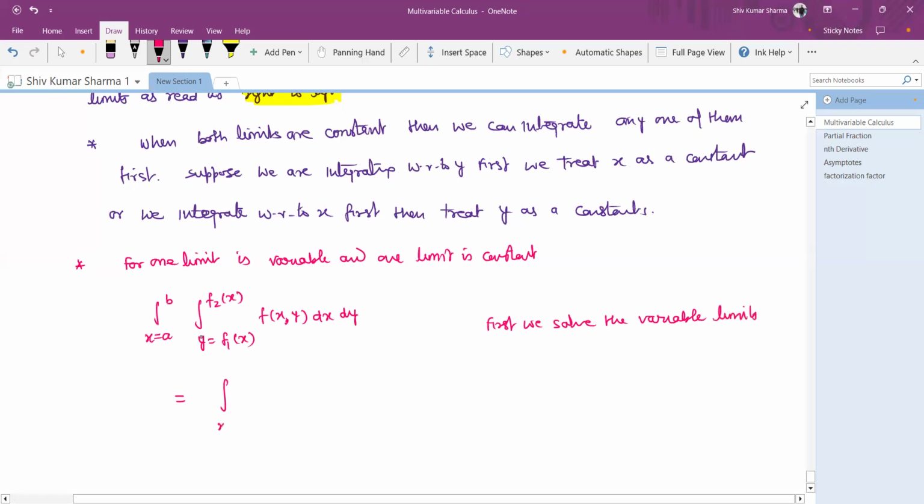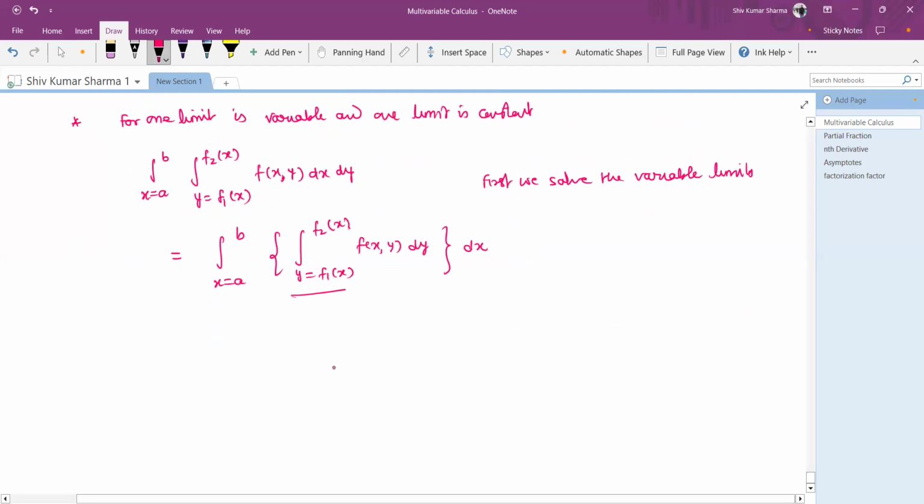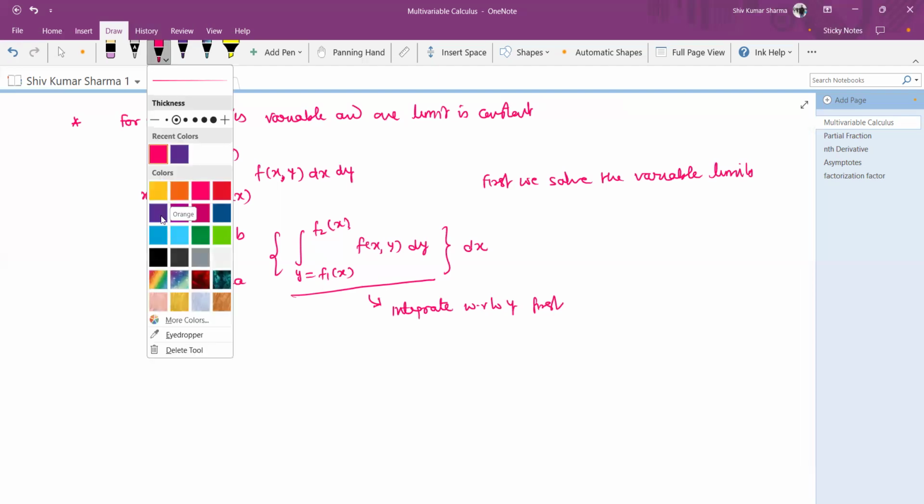So how do we write this? We write x equal to a to b, and first we solve the variable limits: y equal to f1(x) to f2(x), f(x,y) dy dx. That means first we integrate with respect to y, and then we integrate with respect to x.